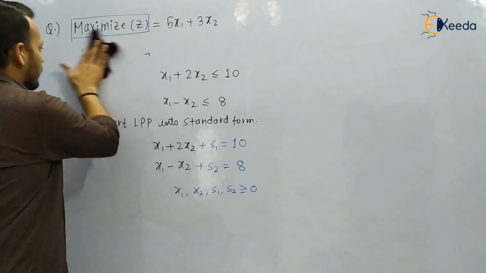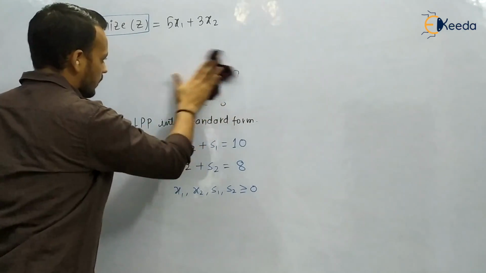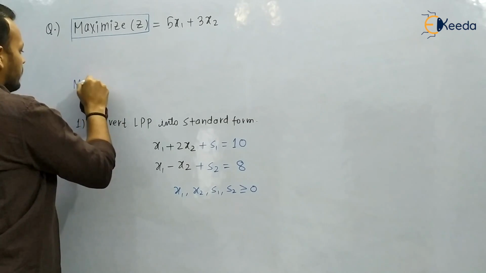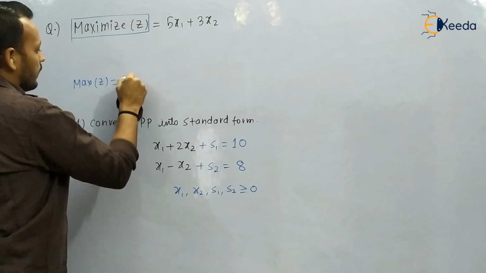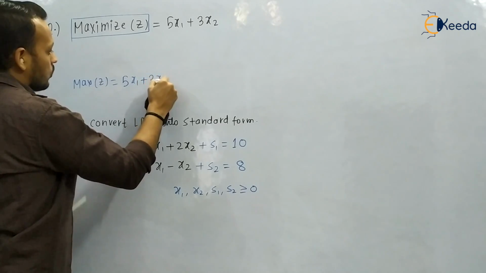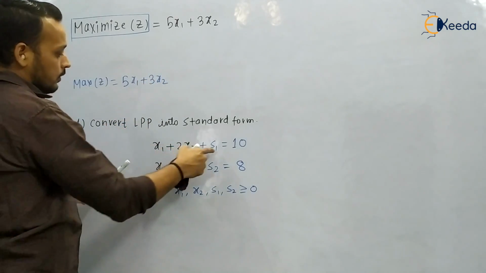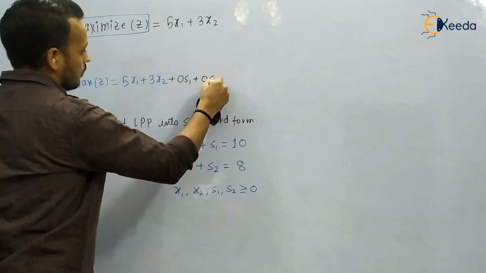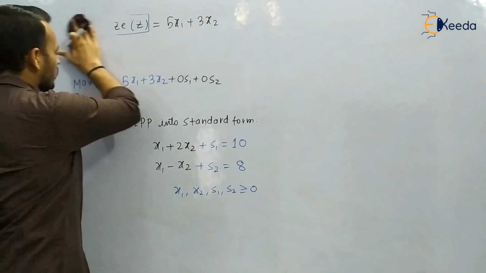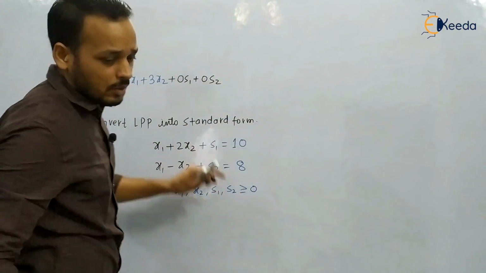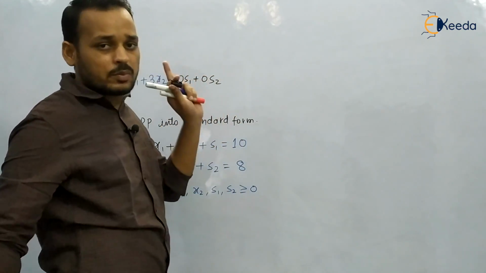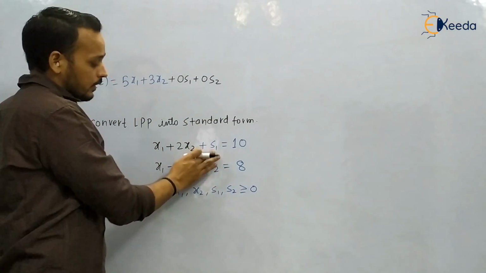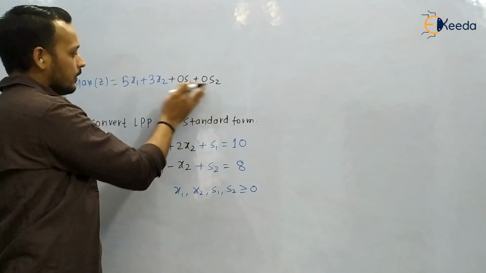We also have to standardize the objective function. We can write it as maximize z equals 5x1 plus 3x2 plus 0s1 plus 0s2. It is not going to take much time; I am just revising the previous theory. You know everything: convert to standard form by adding the slack variables, and these slack variables must be written in the objective function.